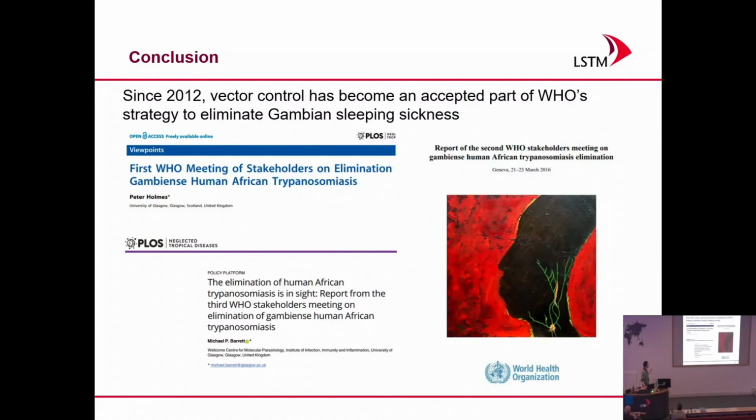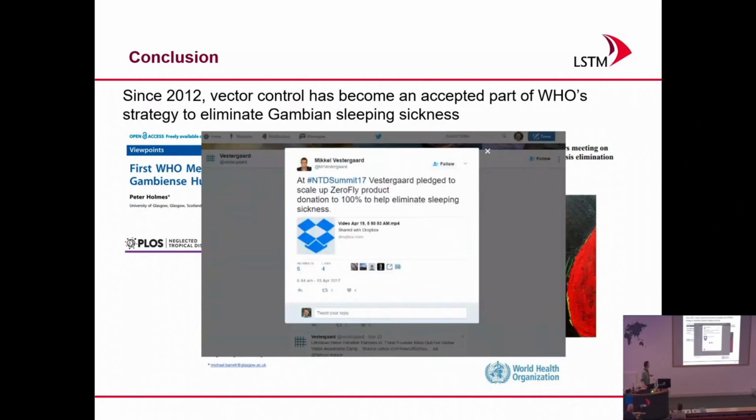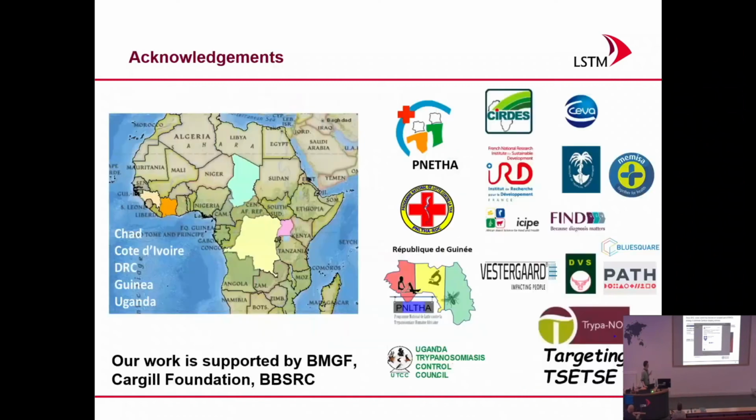And then, of course, also important to add that there has also been a change in strategic planning or strategy for gHAT control. WHO have included vector control now as a crucial tool for controlling and eliminating Gambian sleeping sickness. And we also have an industrial partner who is very committed to eliminating gHAT. Vestergaard produced the tiny targets, and they have pledged to donate 100% of the targets for the elimination cause.